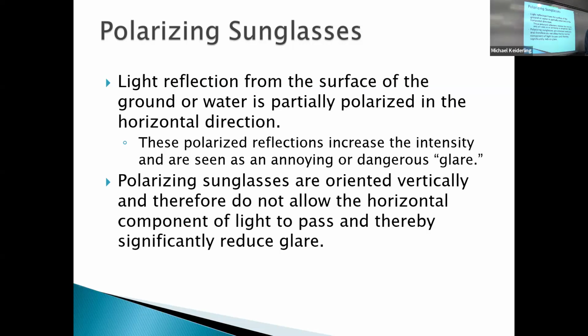And these are particularly attenuated by polarized sunglasses, because the polarized sunglasses are vertically polarized, so they cut glare much more than all the other light. And thus, polarized sunglasses are oriented vertically. They don't allow the horizontal component of light to pass, and therefore they significantly reduce the glare.